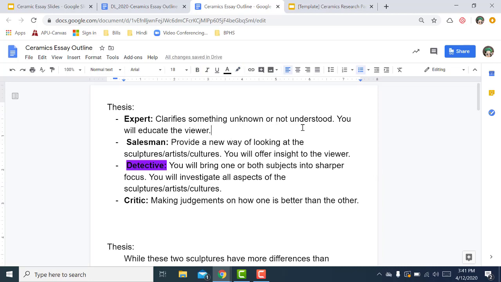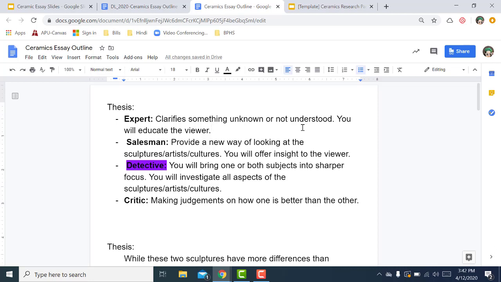So the detective is where you are literally just focusing and bringing those two artists or those two sculptures into a sharper focus. You're investigating them, and what your thesis is going to do is it's going to prove something. What is it going to say? Maybe there's a detail in their backgrounds or a detail to the artwork that we wouldn't have known, and you're going to highlight that. Like your whole essay is just going to prove something that's very specific about those two.